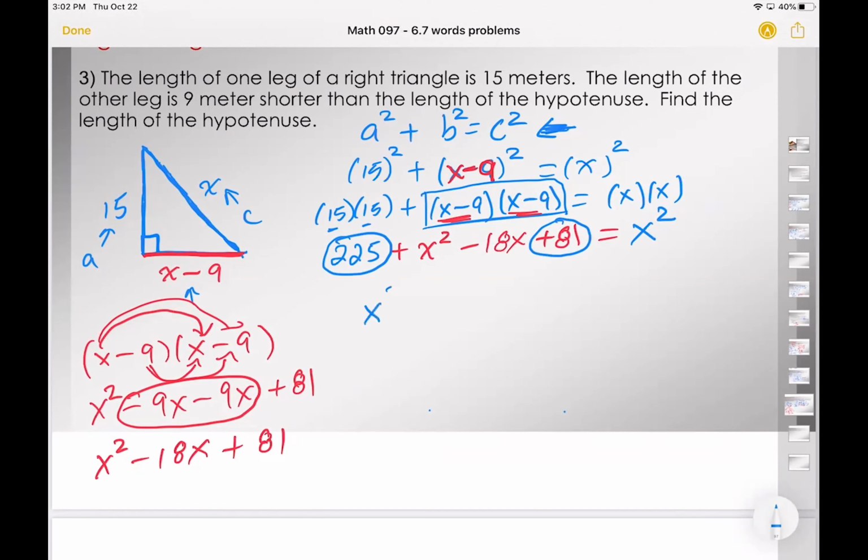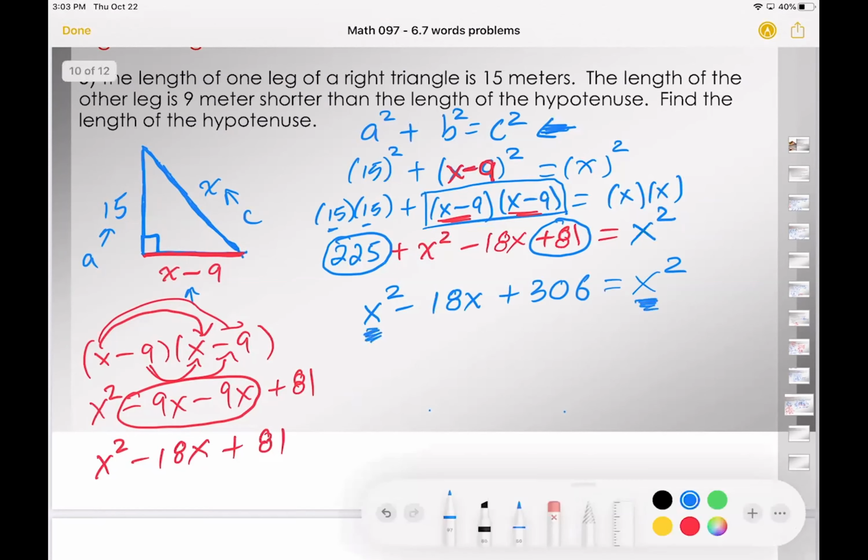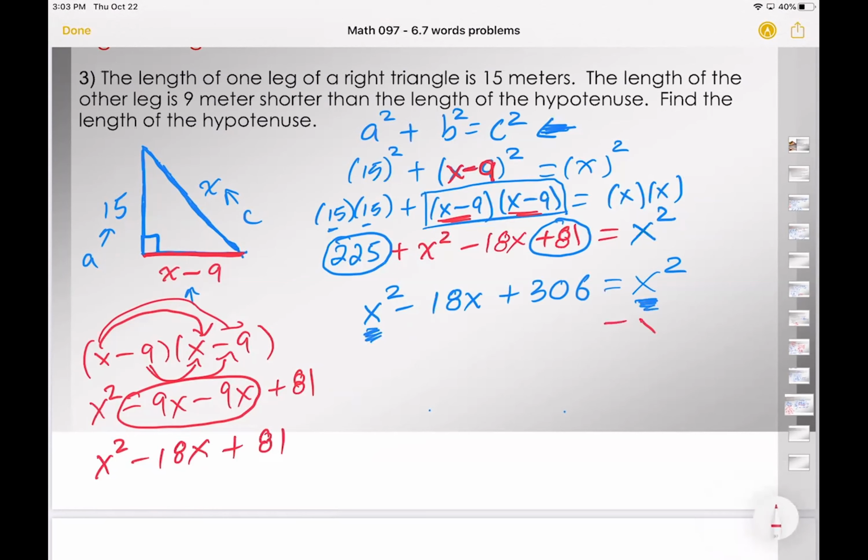If they are on the same side, I need to combine my like terms. If I add this together, do you agree that 225 plus 81 would give me 306? And once I add that, now I know that because there's an x squared here and an x squared here, what do I need to do? Well, I need to combine them by moving it over.